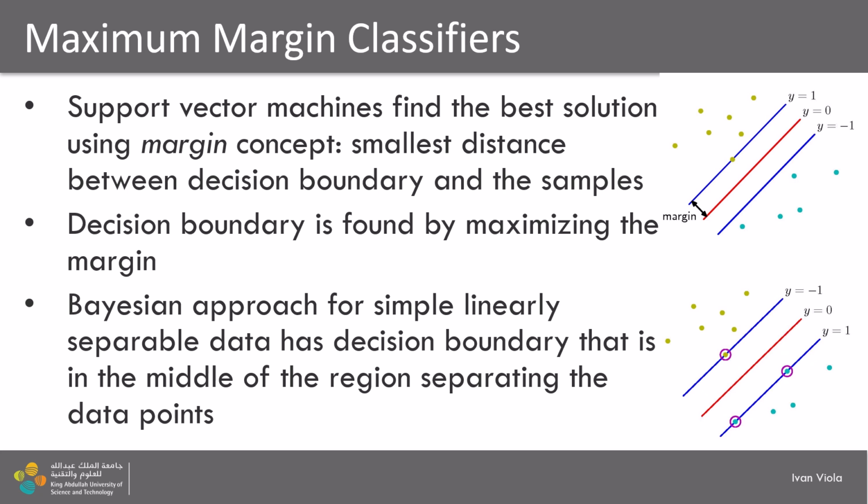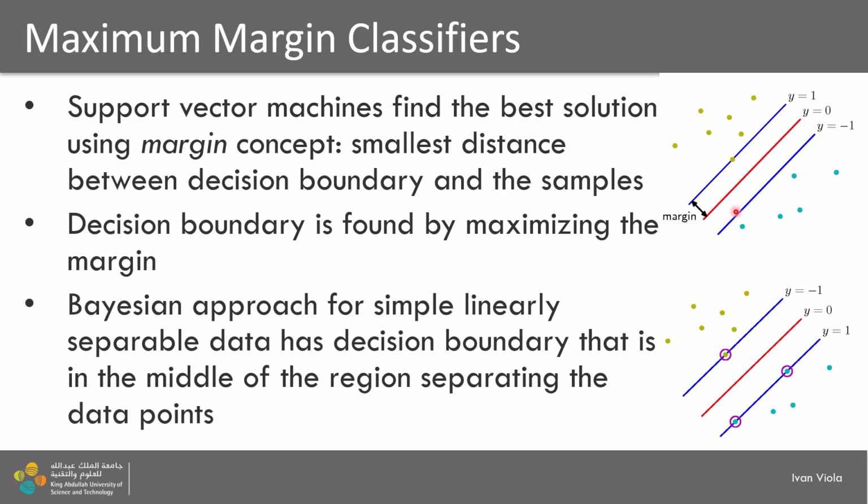So in the case of support vector machines, we define that the best solution is subject to a certain concept of a margin. The margin is the smallest distance between the decision boundary and the samples. You can see that here we have a margin. We have two classes, green and blue. They are linearly separable, and we can imagine that you can have a separation like this or like this.